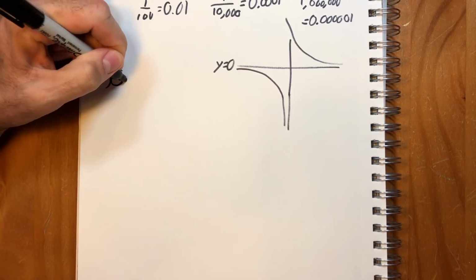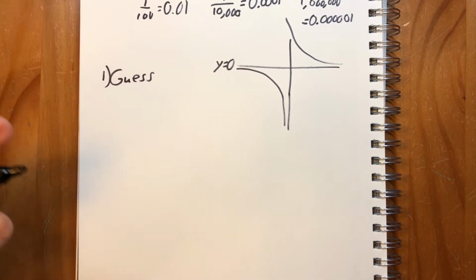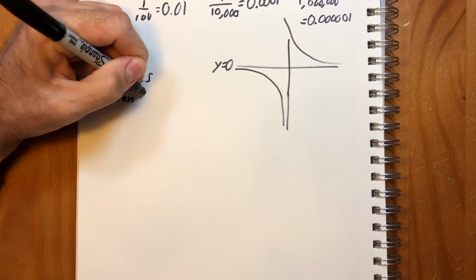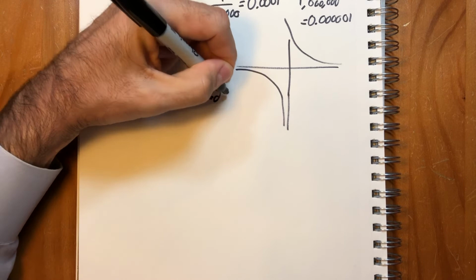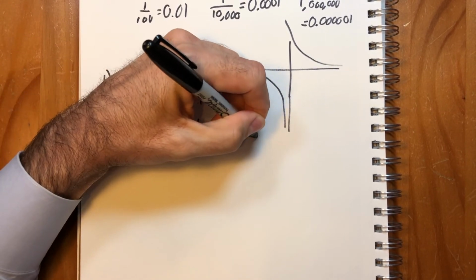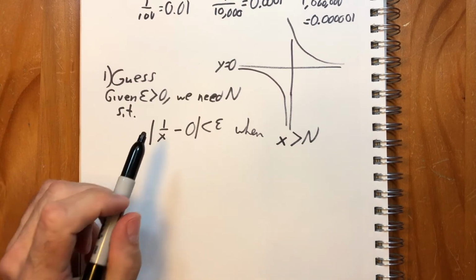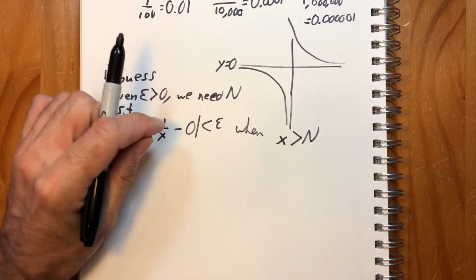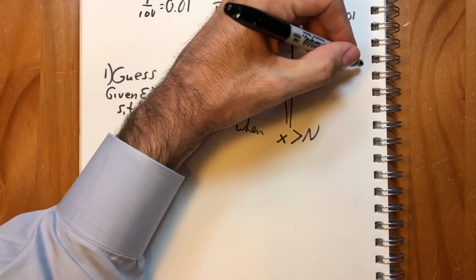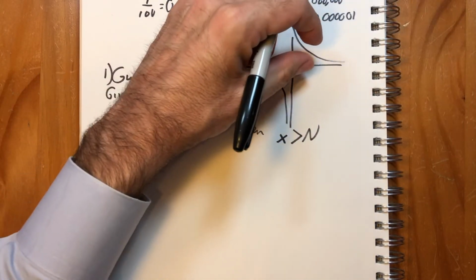So first, always when we're doing these proofs, we try to guess our rule, and then we'll prove that that rule works. So what we need is, given epsilon greater than 0, we need to find an n such that the absolute value of 1 over x minus 0 is less than epsilon. 1 over x is getting closer and closer to 0 whenever x is greater than n, right? So no matter how big n is, we can always make 1 over x closer.